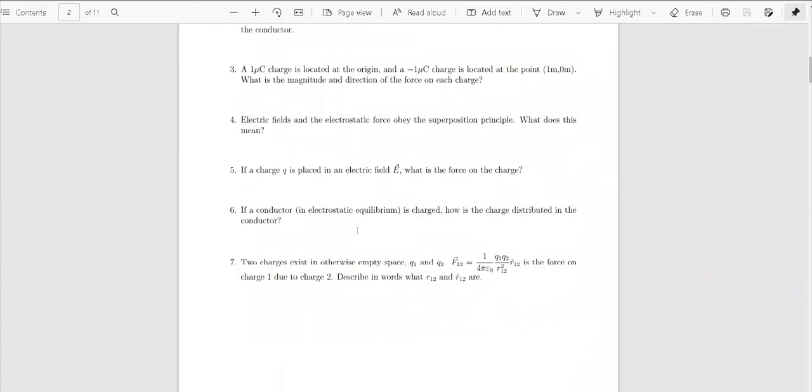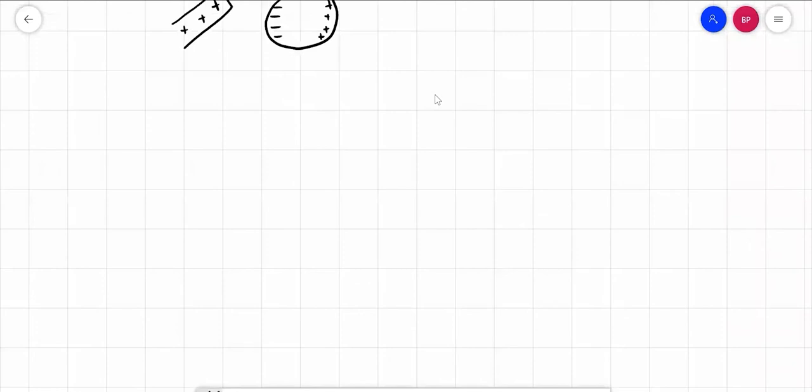A 1 microcoulomb charge is located at the origin, and a negative 1 microcoulomb charge is located at the point 1, 0. What is the magnitude and direction of the force on each charge? All right, so we have a 1 microcoulomb charge over here, a negative 1 microcoulomb charge over here. Well, because these have opposite signs, they're going to be attracted to one another. And so maybe we'll call this one Q1 and this one Q2.